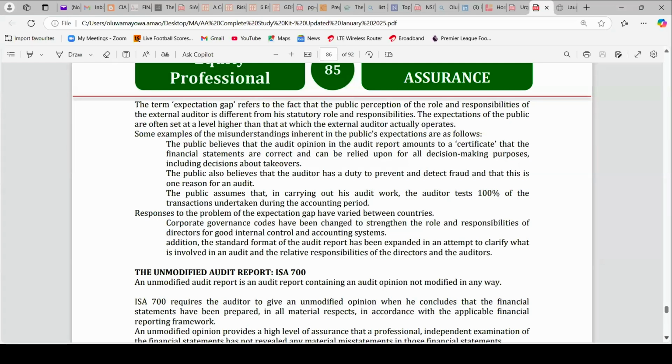I know that this part is not fully explained in your text, but I just picked it from the ICAN pack so that you can never know. Any question before we go on?